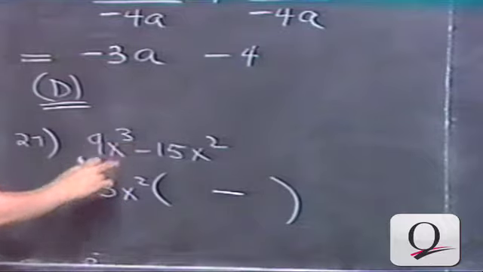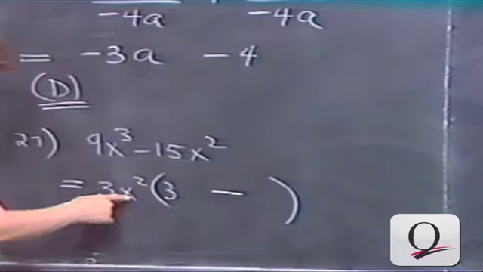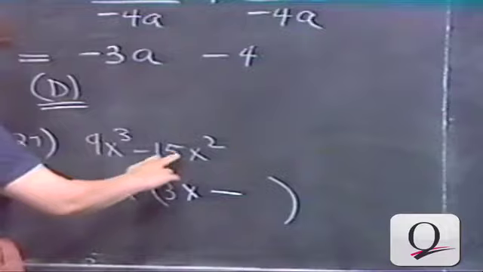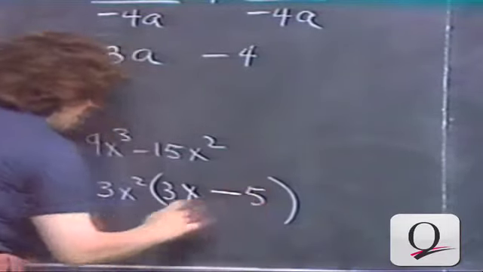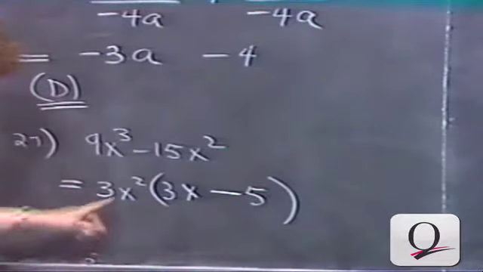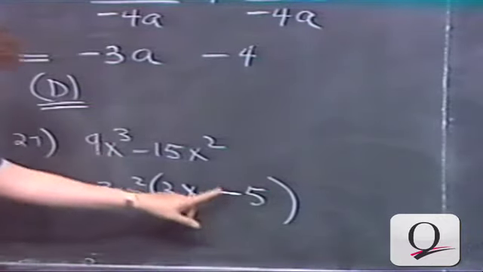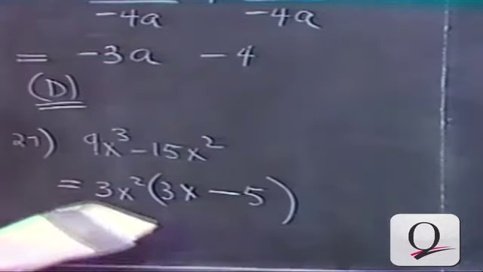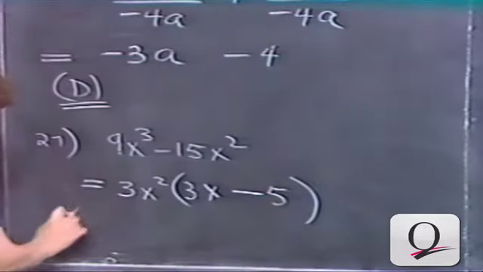3x squared times what would give you the 9x cubed? Well, to go from 3 to 9, you'd need to multiply by a 3. To go from x squared to x cubed, you'd have to multiply by an x. To go from 3 to 15, you need to multiply by 5, and you already have the x squared. To check this, you would immediately use the distributive law. 3x squared times 3x is 9x cubed, minus 3x squared times 5 is minus 15x squared. So it checks out. This is answer E, 3x squared times 3x minus 5.